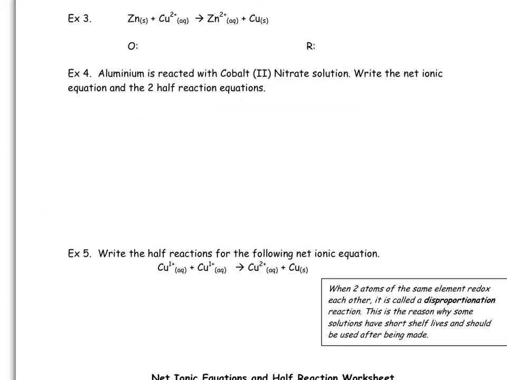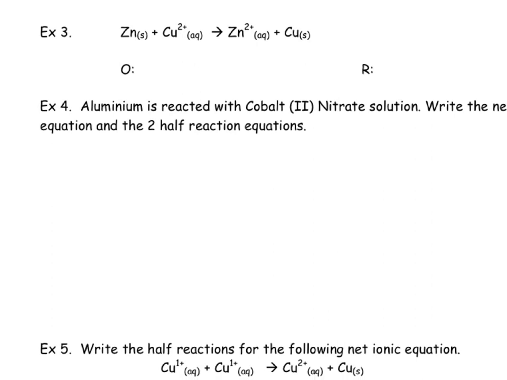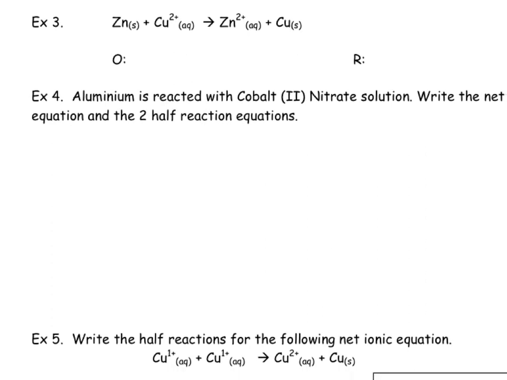Let's have a look at example 3. Here I have a net ionic equation showing zinc solid reacting with a copper 2+ ion. Let's first identify what gets oxidized and what gets reduced. The zinc goes from a neutral charge to a +2. It must have lost electrons, and losing electrons is oxidation.